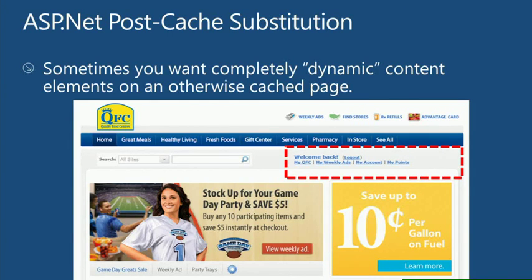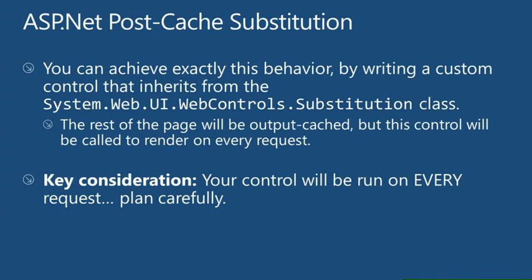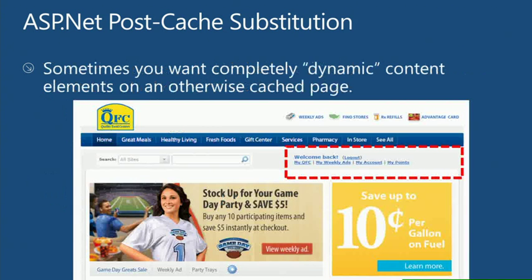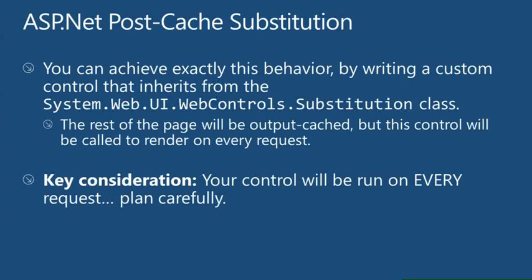And so by leveraging this post-cache substitution capability, we can get the best of both worlds here. Now, of course, there is a performance penalty, but it's only for that small area of the screen. So if we're building that well, we can minimize the impact on the overall throughput of the site. So the way we do this is we'll write a custom control, which would be this little box that's in the red lines there. And if we inherit from webcontrols.substitution, this element of the page will be called on every request. So this would be dynamically created at runtime.